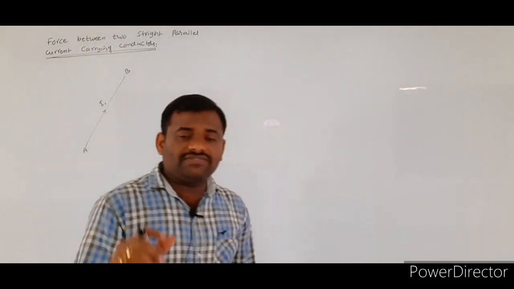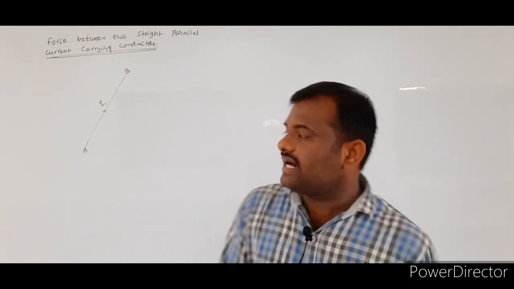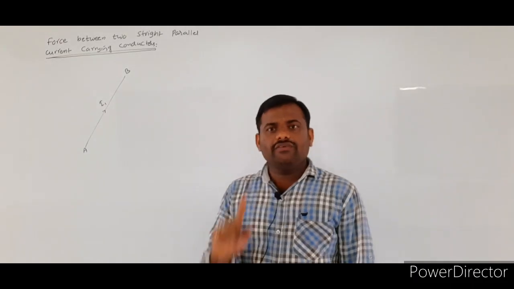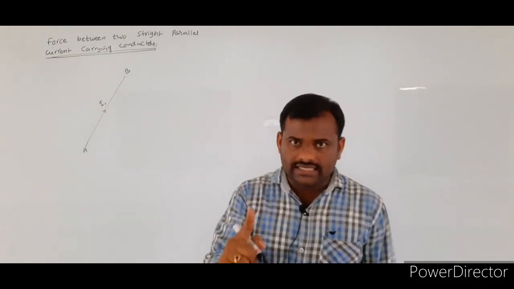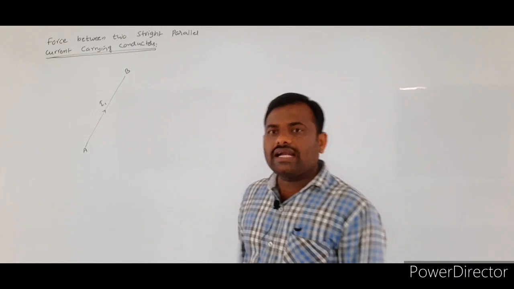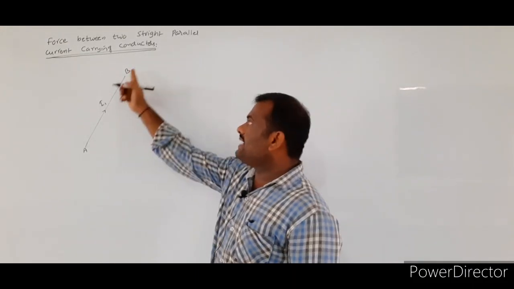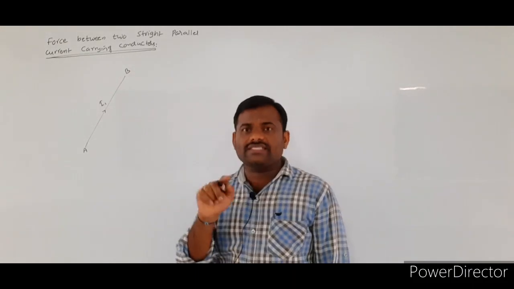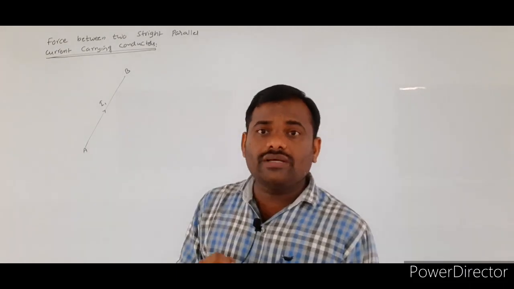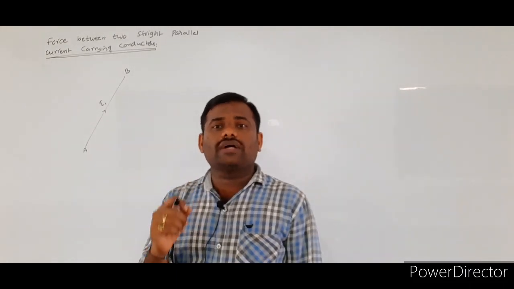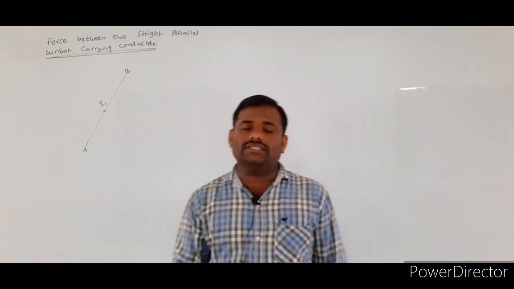So instead of two current carrying conductors, we consider only one of the conductors, that is the first conductor, which is named AB. In that first current carrying conductor, I assumed that I1 amount of current will be flowing through it.